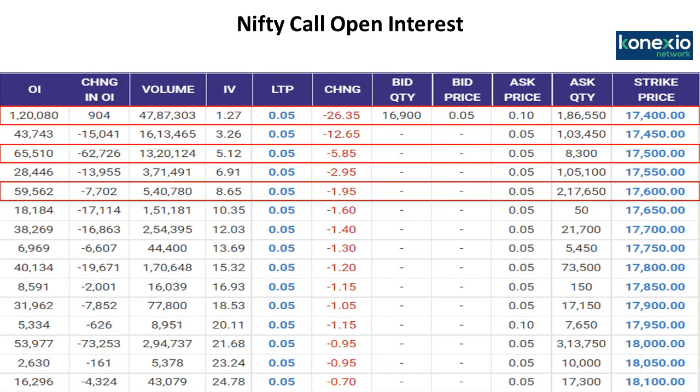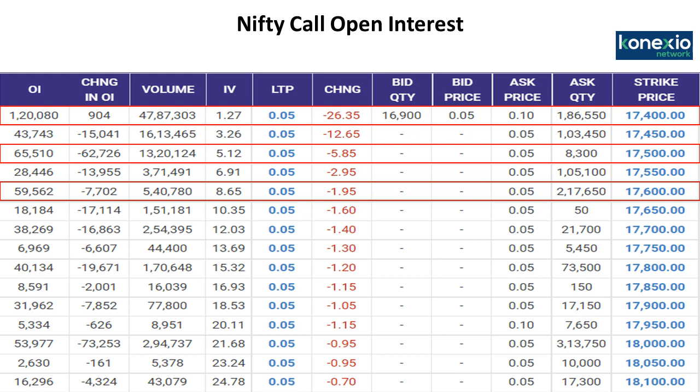In Nifty, the action has been seen, as you can clearly see on the screen. In Nifty calls, the action was seen in 17,400 out of the money calls, then 17,500 out of the money calls, and 17,600 out of the money calls. You can clearly see the rise or shedding in open interest in these strike prices, which clearly indicates that there might be some sort of profit booking in Nifty out of the money calls.